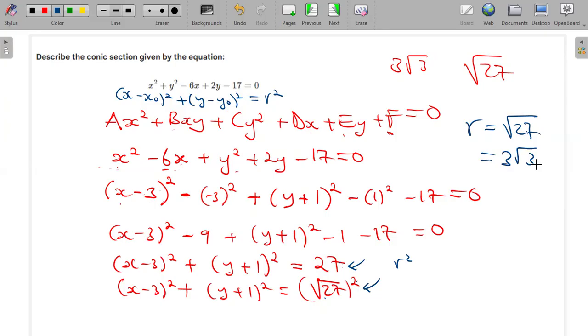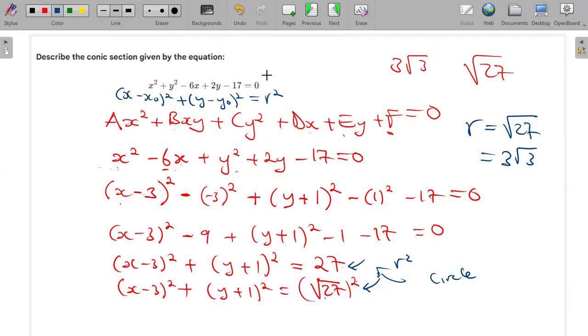That is important. One, we've already identified, because they're saying describe the conic section given, that this is a circle. We looked at it and said, okay, this is a circle since it looks like the general form of our equation. Then number two, we have to find the center. What is the center of our circle now?